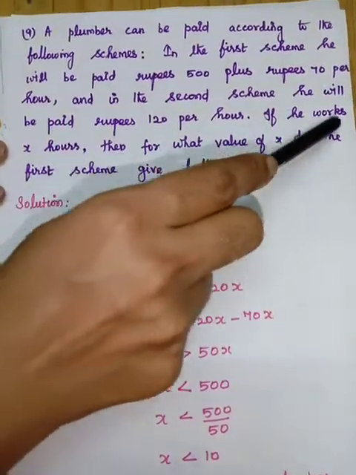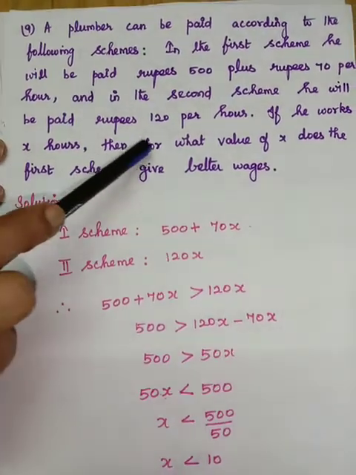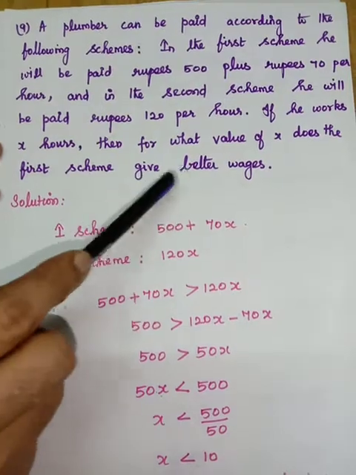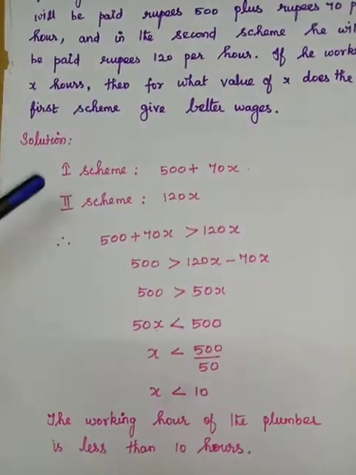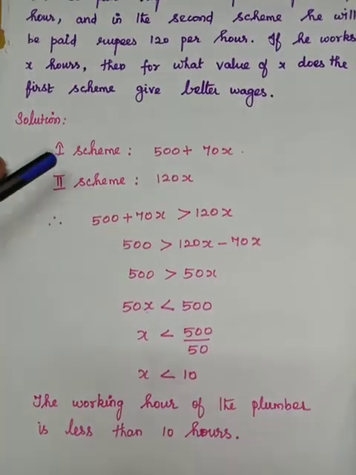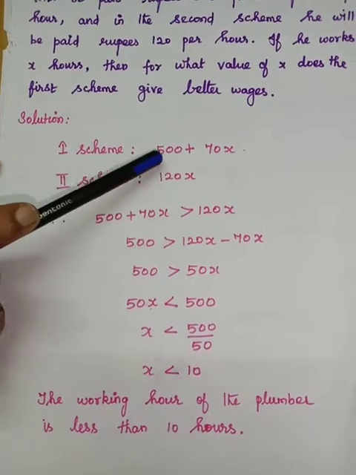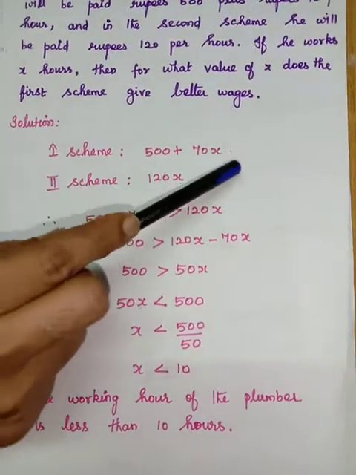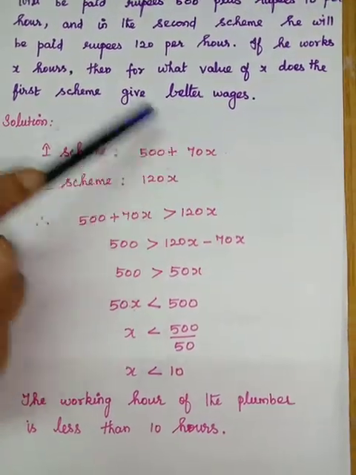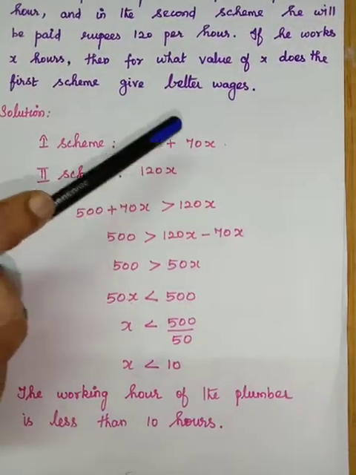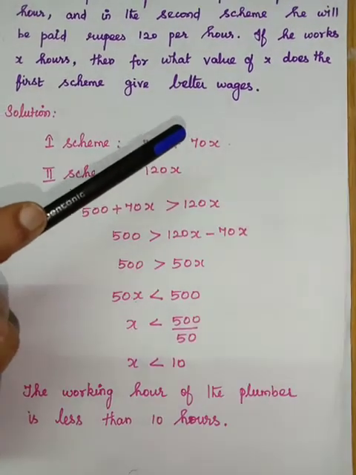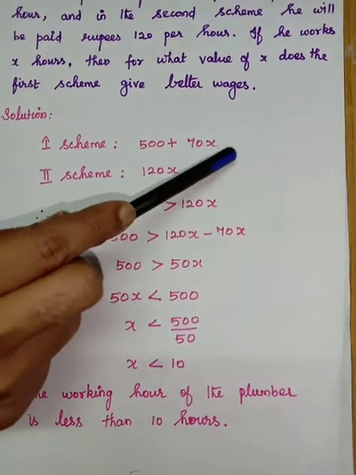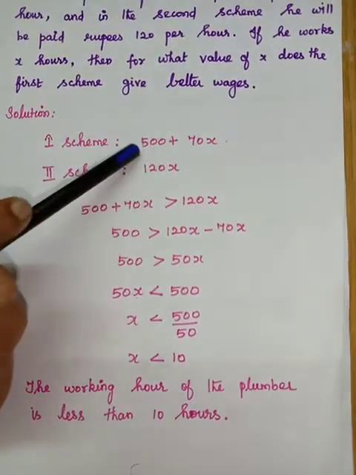If he works x hours, then for what value of x does the first scheme give better wages? See the first scheme, the plumber will be paid 500 rupees plus 70x. Why have I written 70x? He is working x hours, so per 1 hour you will have 70 rupees. So he is working x hours means 70 into x plus 500.